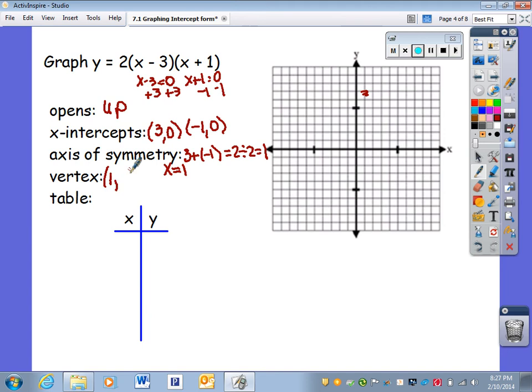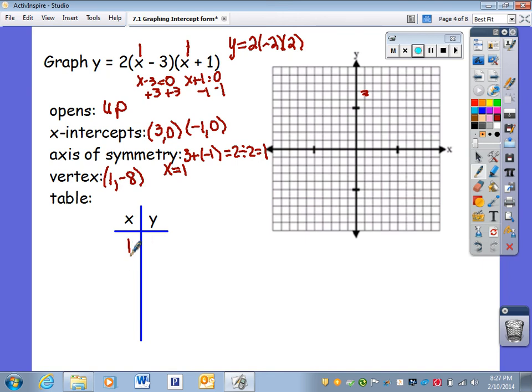So in order to find the y part of the point, we're simply going to substitute the 1 into our equation and solve for y to find the y part of our vertex. So we have y is equal to 2 times 1 minus 3, which is negative 2, times 1 plus 1, which is 2. And when we multiply those together, 2 times negative 2 is negative 4, times 2 is negative 8. So we have 3 points so far.